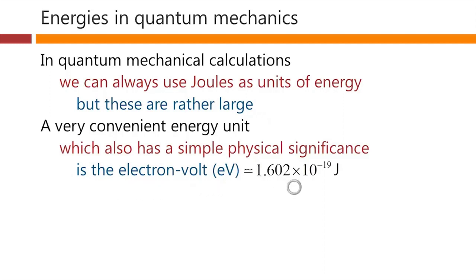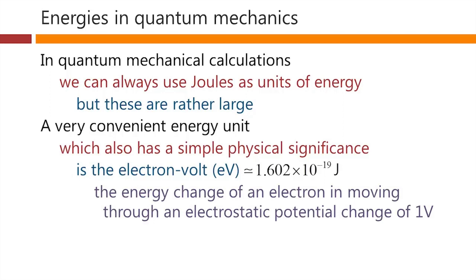Approximately speaking, that's 1.602 times 10 to the minus 19 joules. And what that is, is the energy change of an electron if you were to move it through an electrostatic potential of 1 volt. And we're just talking about the magnitude of the energy change here. So this unit is a positive energy.